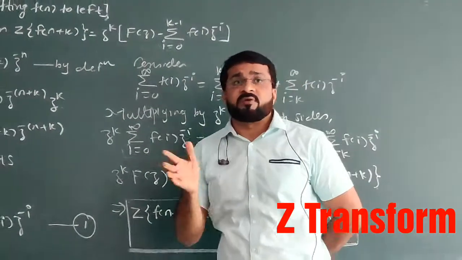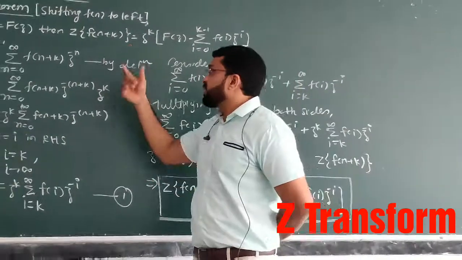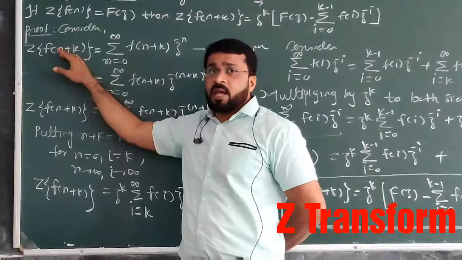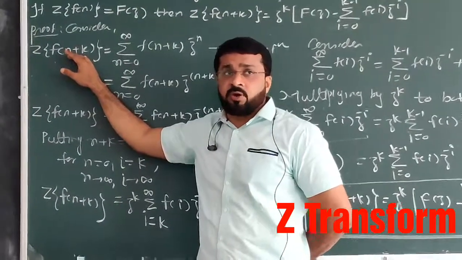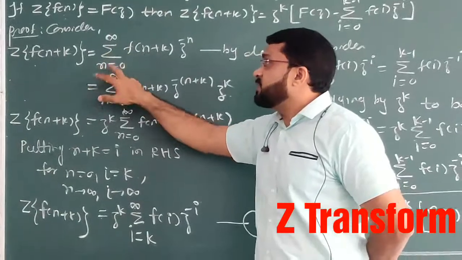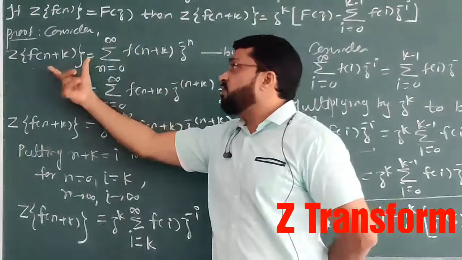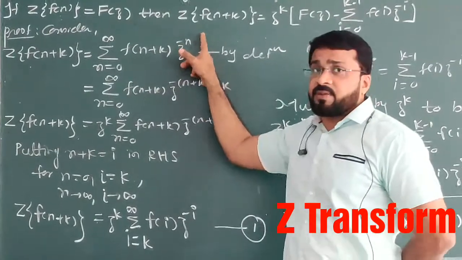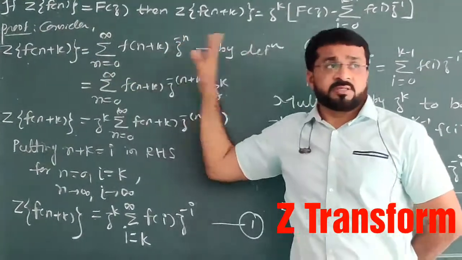Okay, so we will use the definition to prove this one. So I consider the LHS part, that is a Z transformation of f of n plus k. Now I apply the definition of Z transform. So this can be written into the summation form as summation n ranging from 0 to infinity, f of n plus k will appear as it is here into z to the power minus n. This will be written by definition of Z transform.